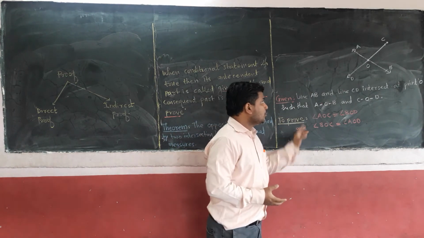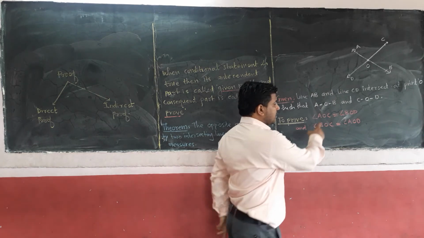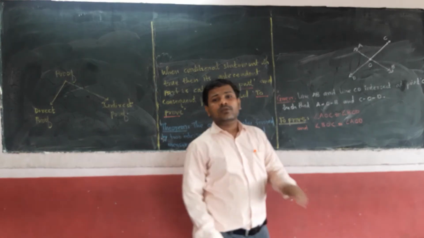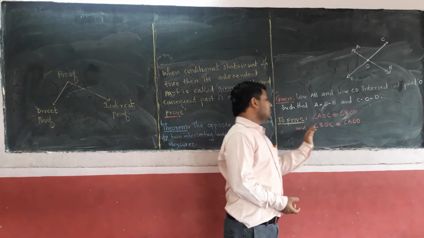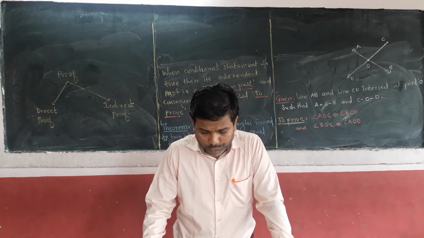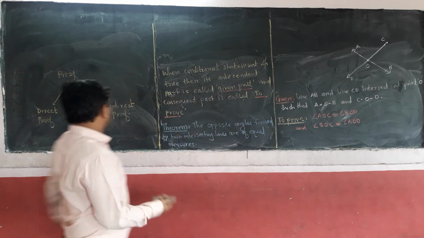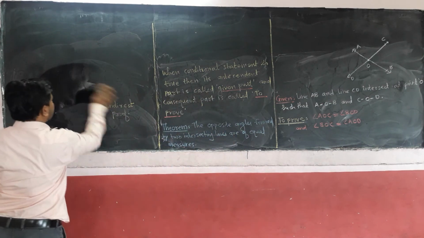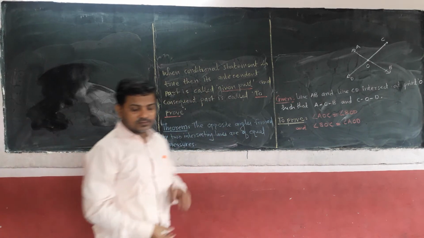And what we are going to do? Angle AOC is congruent with angle BOD, and angle BOC is congruent with angle AOD. This is what we are going to do. Got it? Now let us see the proof of this theorem.